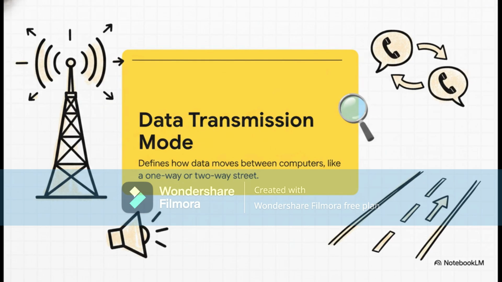Okay, so the second piece of the puzzle is the data transmission mode. This just decides how data actually moves around. Is it a one-way street where information only flows in one direction? Or is it more of a two-way conversation where data can go back and forth? It basically sets the rules of the road for all the information zipping around the network.